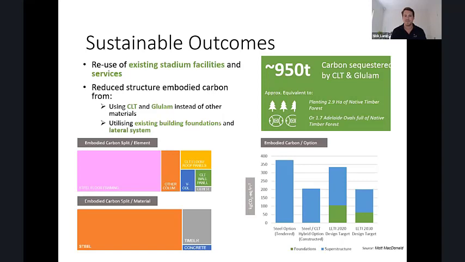And you can see just on the top right there, the amount of carbon that's sequestered by using the timber is considerable. And as I like to approximate, it's equivalent to planting 1.7 Adelaide Ovals full of native timber forest. Next slide, please.